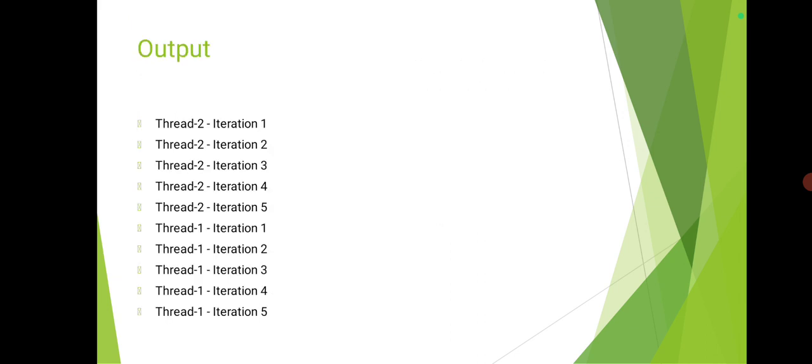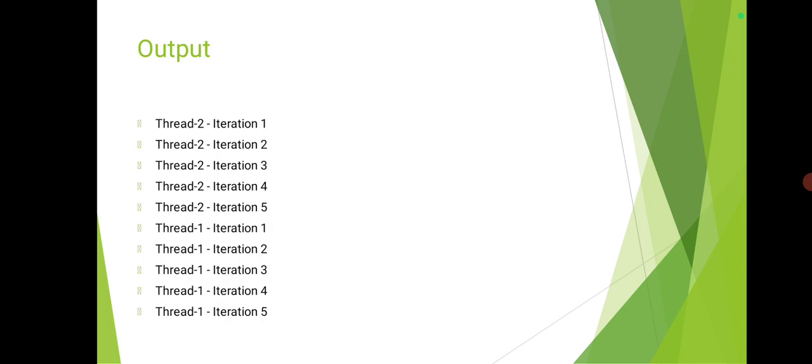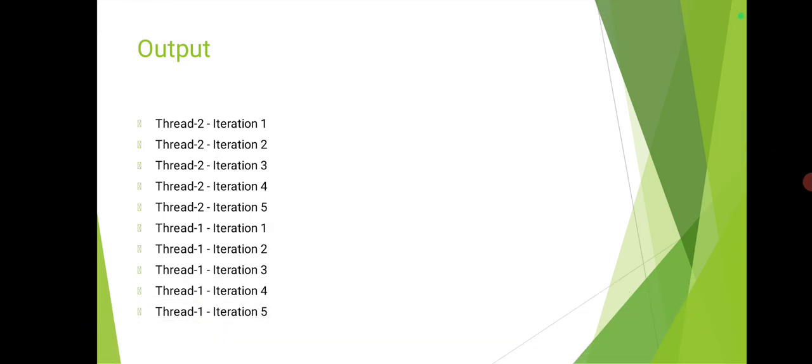So thread2 is executed: thread2 iteration 1, 2, 3, 4 and iteration 5. Next thread1 iteration 1, 2, 3, 4, 5. I am giving here a less than condition, so I need to get output only up to less than 5, so here I am getting iteration 5, that is i plus 1, 4 plus 1. That's why here I am having iteration 5.